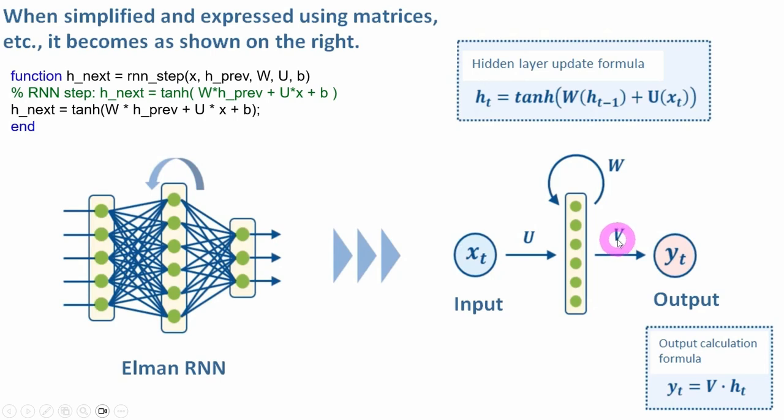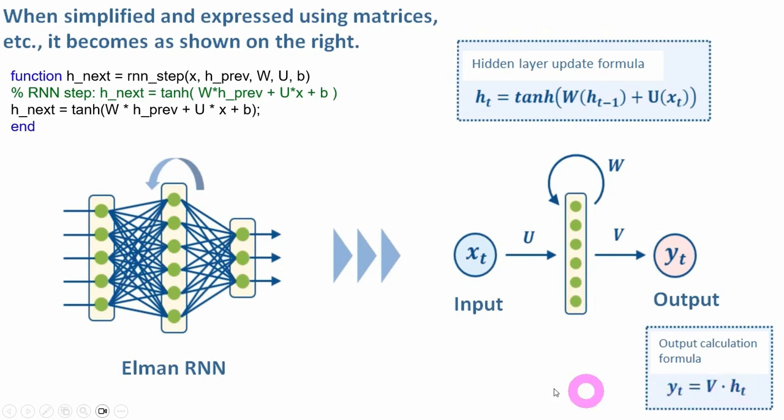Because the hidden layer is updated at each time step, we can write the hidden layer update formula like this. Here, h_{t-1} is the hidden state from the previous time step. We multiply it by W, add the current input multiplied by U, add a bias b, and then pass everything through a tanh activation function. That gives the new hidden state h_t. Then, to get the output at time t, we use another matrix V. y_t equals V multiplied by h_t.